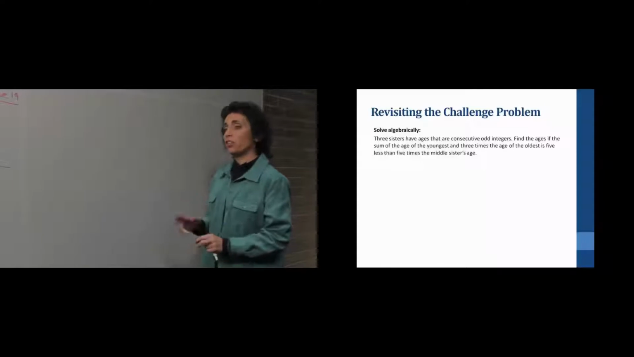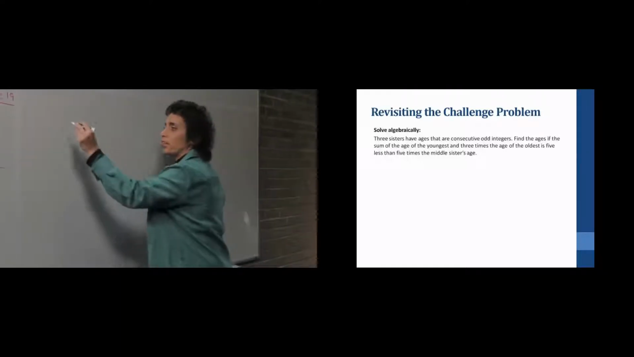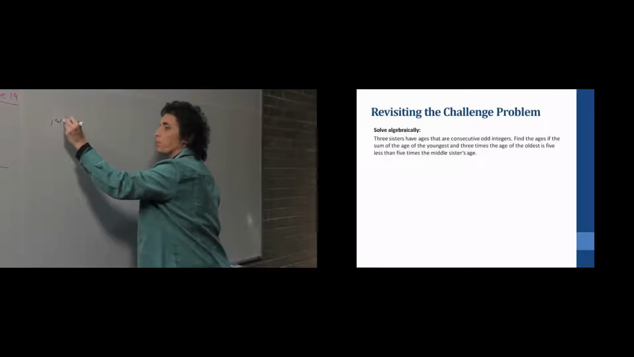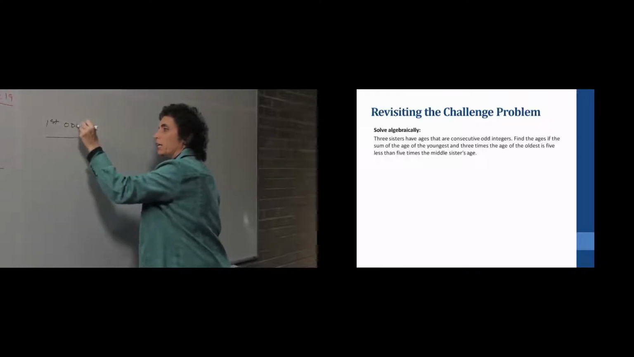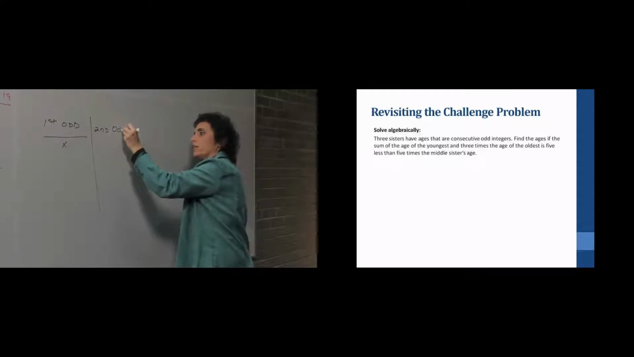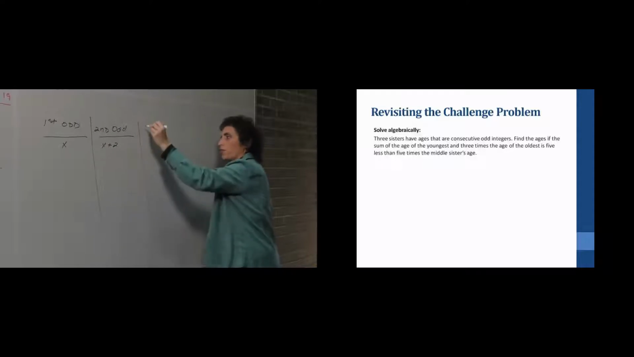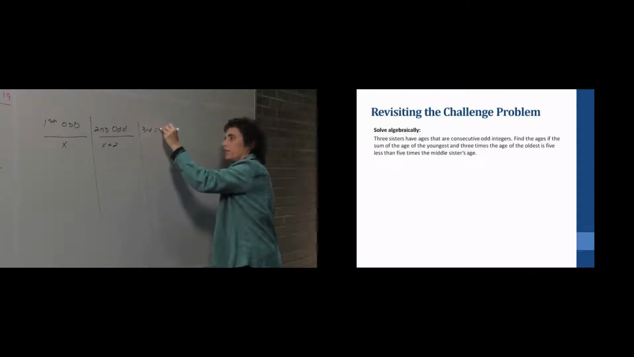All right, I think we know enough now to revisit those giggling sisters in the challenge problem. They have ages that are consecutive odd integers. So the first odd is going to be x. The second odd is going to be x plus 2. The third odd is going to be x plus 4.